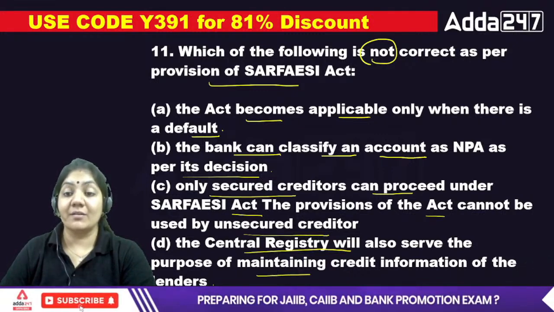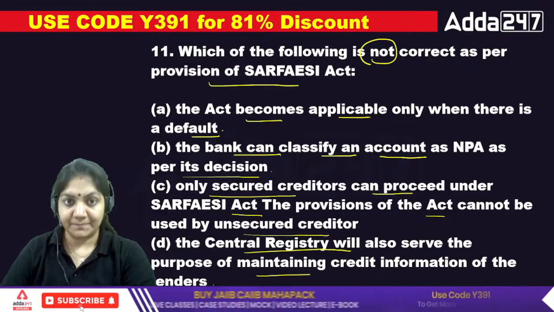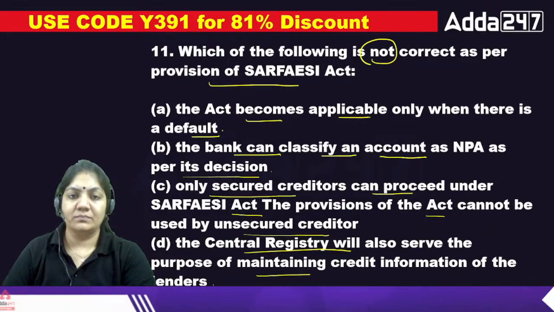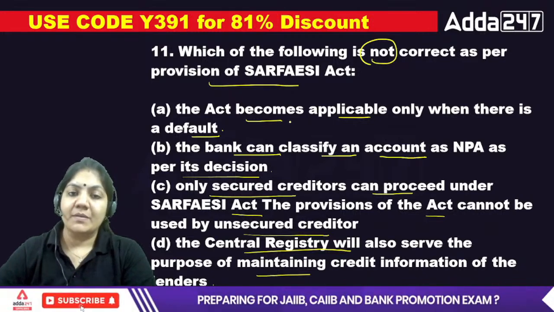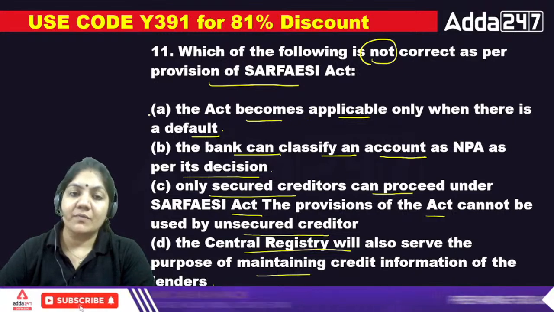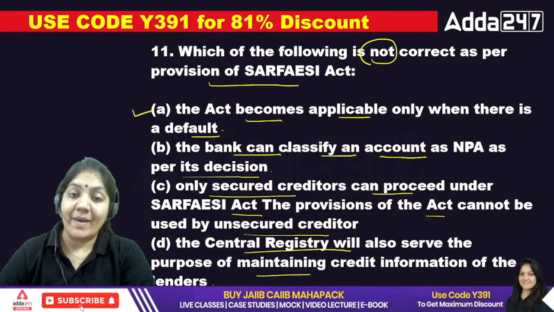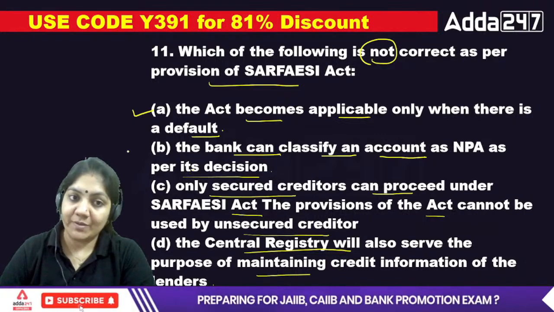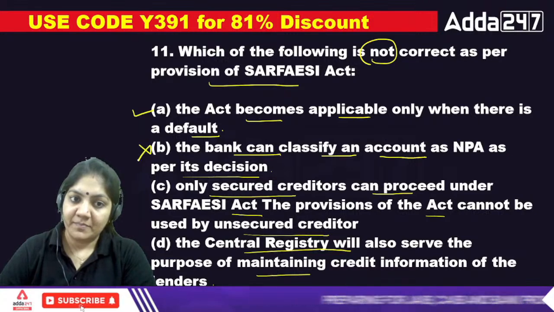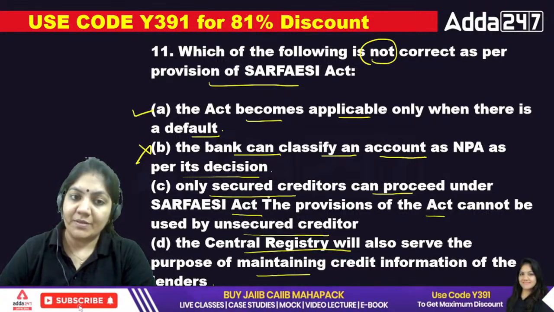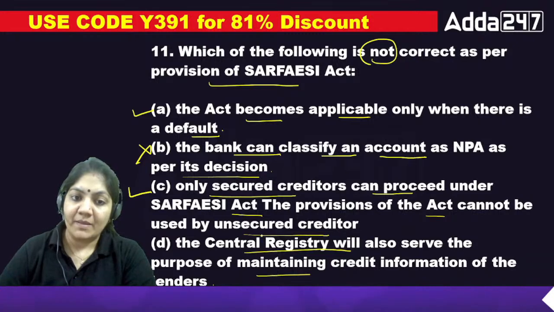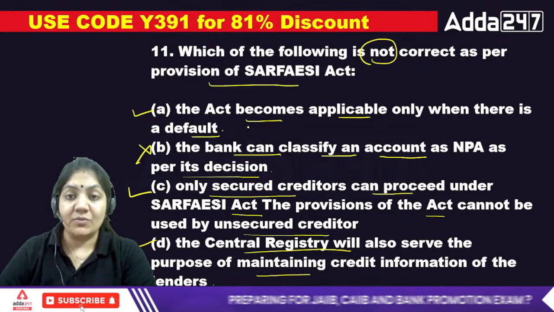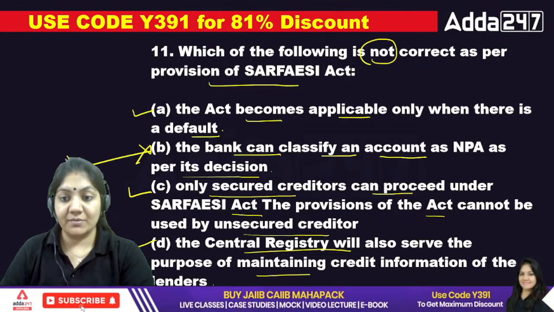Not correct under the SARFAESI Act. See all the options. The Act becomes applicable only when there is a default. Exactly, that is applicable. The bank can classify the account as NPA as per its decision or as per the RBI guidelines. Only secured creditors can proceed under the SARFAESI Act. Exactly. The central registry will also serve the purpose of maintaining credit information. Exactly. So not correct. So B is the right answer.